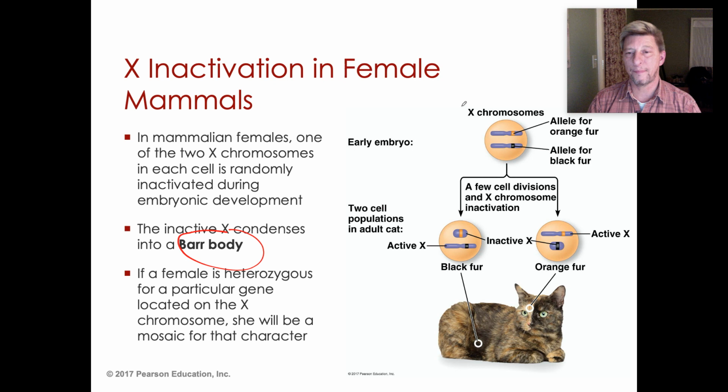Now, that's shown here. Here's the early embryo. And then in this case, we've got two different possibilities. The black furred allele is active, whereas the orange furred allele becomes inactive. On this side, just the opposite happens. And so, after a couple of cell divisions during embryonic development, certain portions of the cat will have orange fur and other portions will have black fur. We refer to these as calico cats.